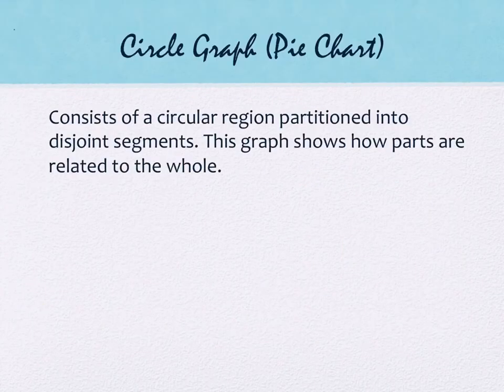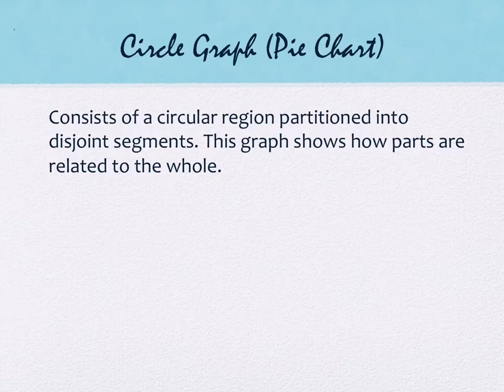A pie chart or circle graph, the last one we're going to do, is a far better imagery for comparing a part to a whole of something. Okay, it isn't that it can't compare parts to parts, it's just not the best visual for doing so. It's a far better visual for comparing a part to a whole. So this consists of a circular region partitioned into disjoint segments. This graph shows how parts are related to the whole.